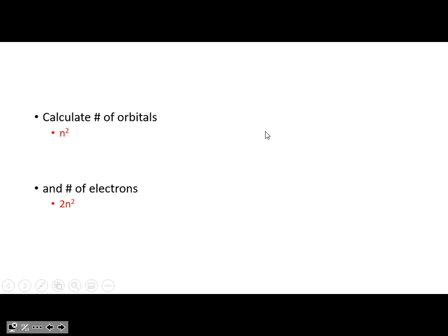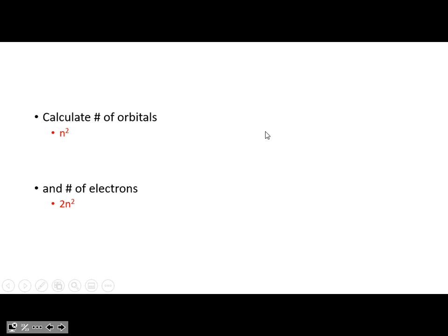Now, if I look up at the second energy level, I see that I have a 2s orbital, and I have 3 2p orbitals, don't I? So what is 3 and 1? That's 4. Well, what's 2 squared? 4. 4 orbitals. Each orbital holds 2 electrons, so how many electrons on the second energy level? 8.